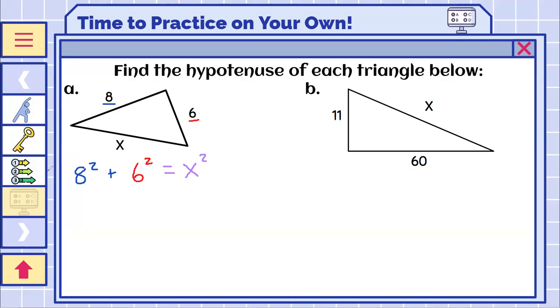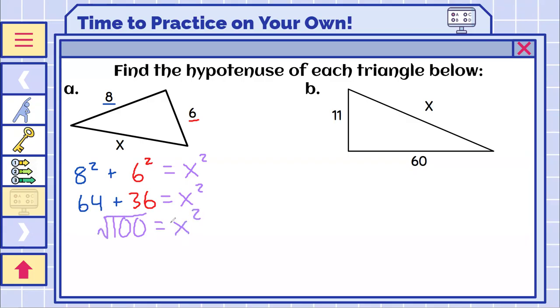If you then knew that 8 times 8 is 64, and 6 times 6 is 36, you were doing great so far. Next, if you combined your numbers, which is 64 plus 36, it would give you 100. So if you got 100 is x to the power of 2, you were doing wonderfully.